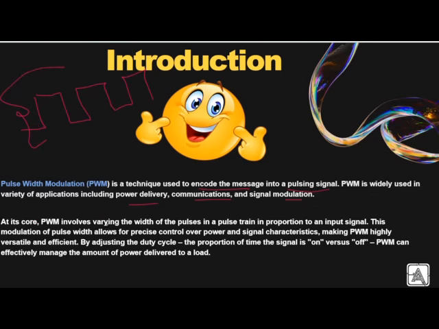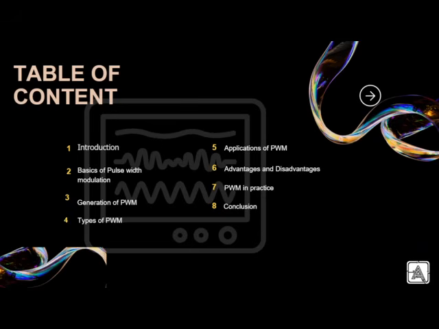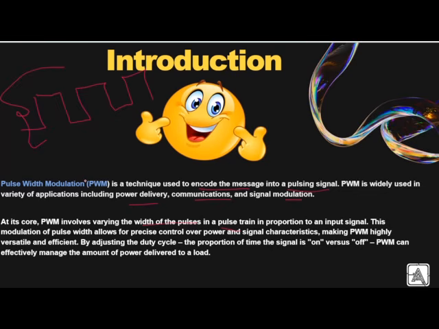At its core, PWM involves varying the width of the pulses in a pulse train. What does this pulse train mean? What is a train? A train is basically a series of coaches. So here you can see that this is in the form of a train, and we can modulate this width by varying the time or the amplitude domain.